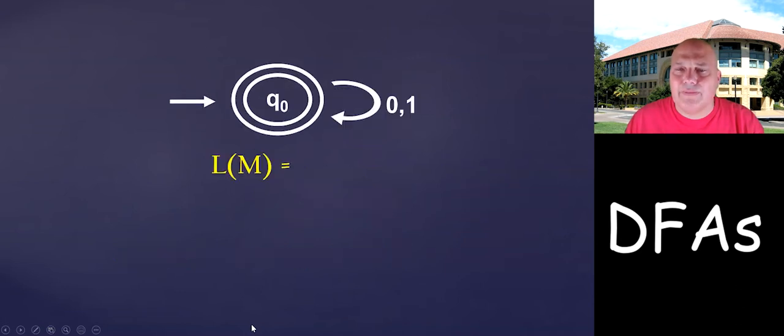Here is another example. What is the language L of M here? So this is everything. You have a single state, which is an accept state. So everything is accepted. Or every string will end in the only state here. What is the language accepted here? Yes, this is the empty language, the language that contains no string.